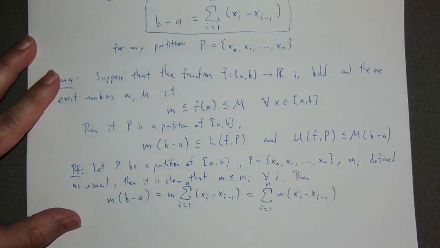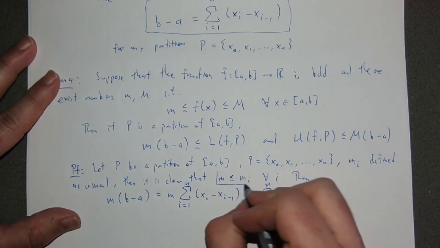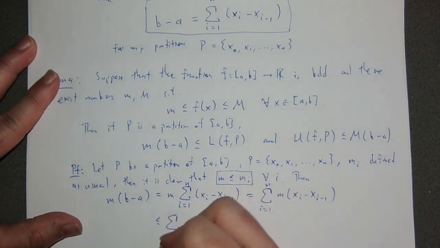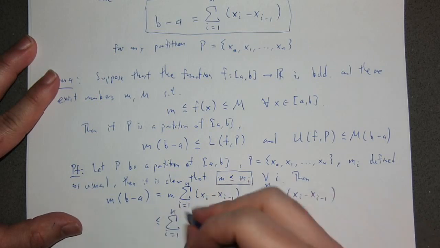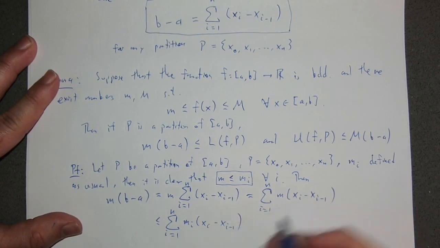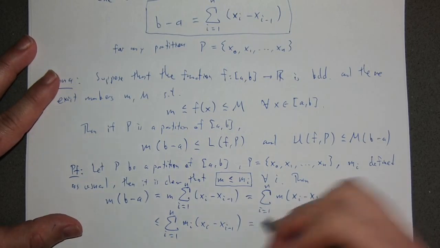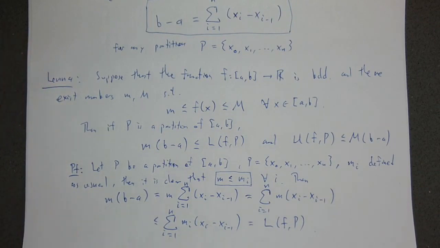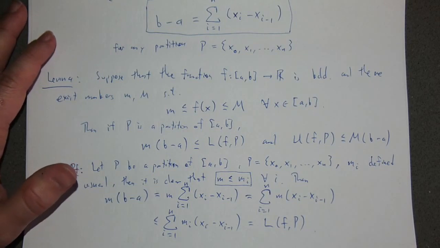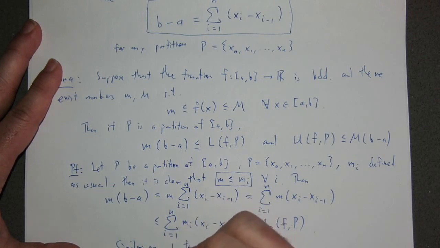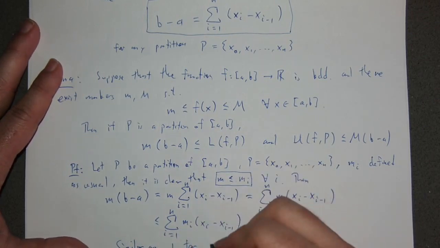But again, by this fact, this is less than or equal to the sum from i equals 1 to n of m sub i times x sub i minus x sub i minus 1. But that's exactly the lower Darboux sum of f relative to that partition P. Okay, and it's a similar argument for the other inequality.